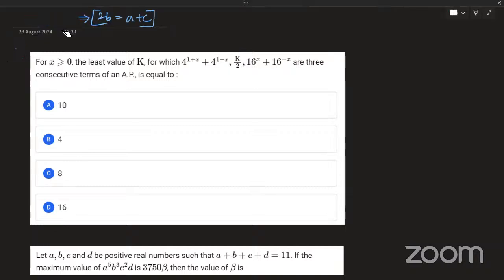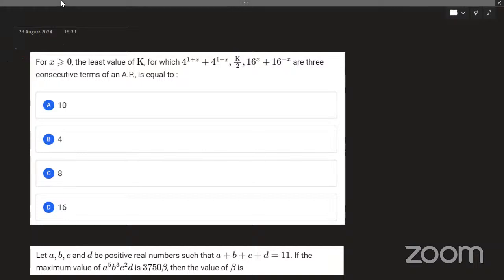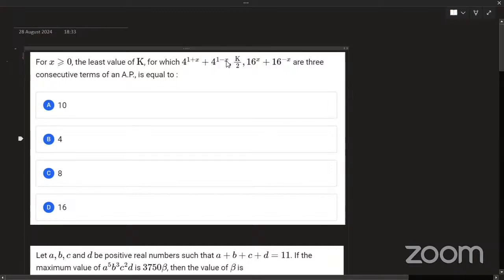Now tell me, what is my value of a, b and c over here? A is 4 raised to 1 plus x plus 4 raised to 1 minus x. What is b? B is k by 2, and c is 16 raised to x plus 16 raised to minus x. So that means 2 into b is equal to a plus c.